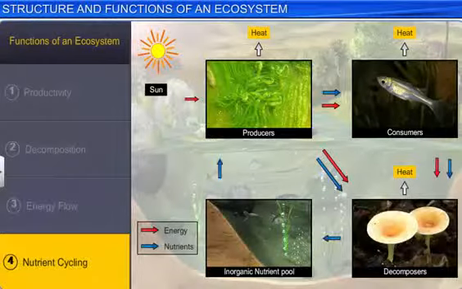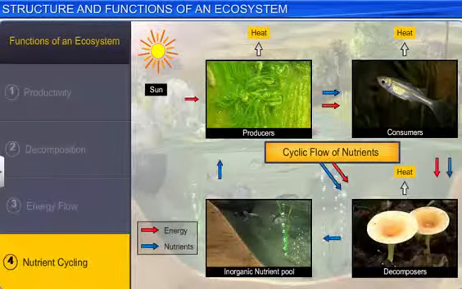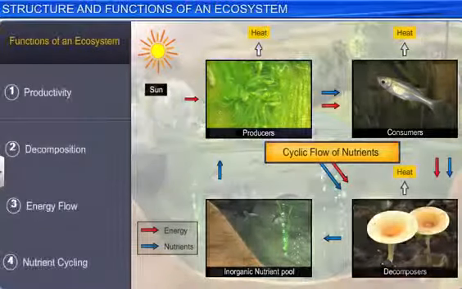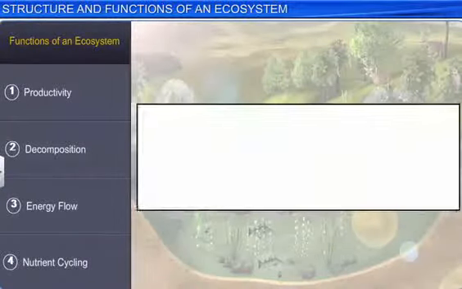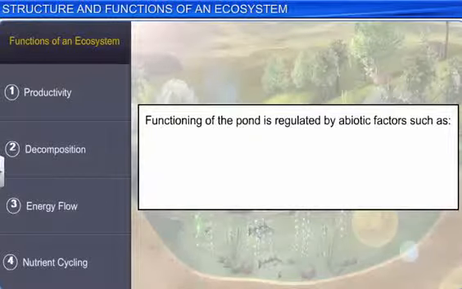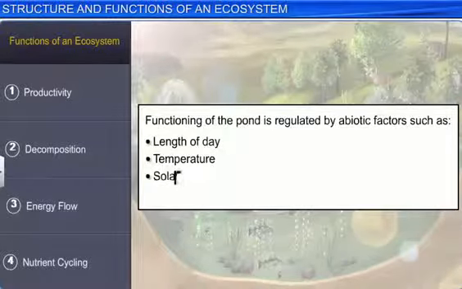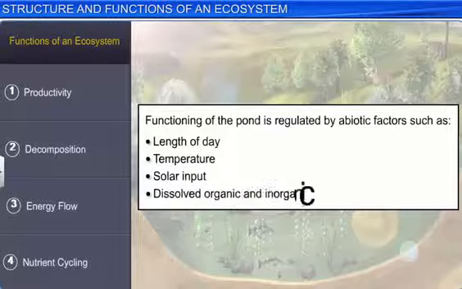Moreover, this example also demonstrates the function of nutrient or mineral cycling, as we can see nutrients flowing from autotrophs to heterotrophs and then to decomposers and back to autotrophs in a cyclic manner. In addition, the functioning of the entire pond is regulated by abiotic factors such as length of day, temperature, solar input, dissolved organic and inorganic materials, to name a few.